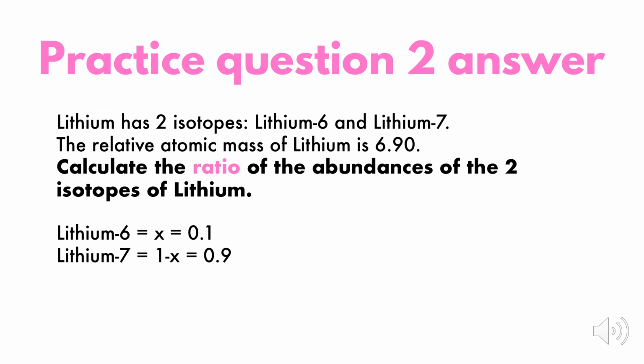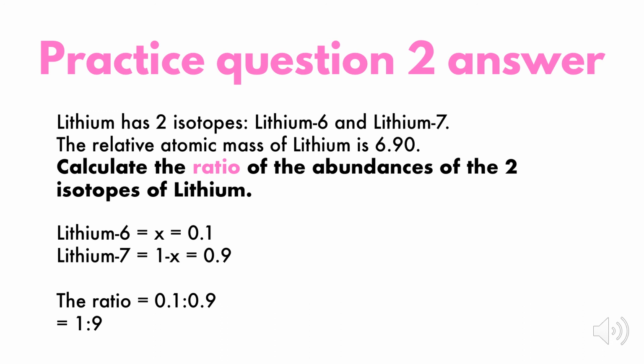Now when you present a ratio, you just show how much of one variable you've got compared to the other. So it'd be perfectly fine for me to give the ratio as 0.1 for lithium-6 to 0.9 for lithium-7. But it looks a bit strange giving it as a decimal there, so it makes sense to just give this as a whole number ratio instead, which is 1 to 9. And that's it, we're done.